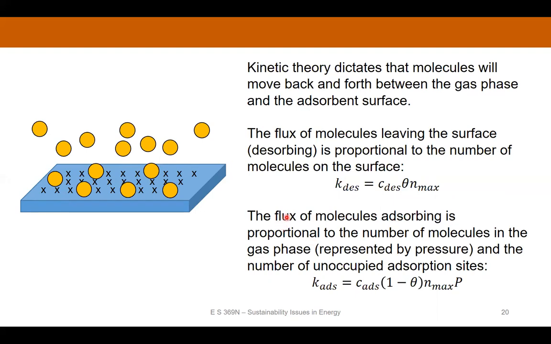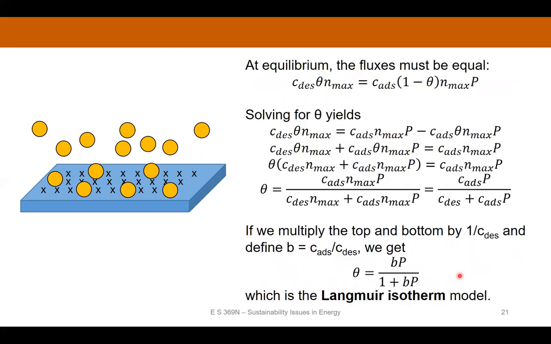Okay, in the other direction, the flux of molecules adsorbing on this surface is going to be proportional to the number of molecules here in the gas phase. Again, this is basic diffusive kinetic theory. And the number of unoccupied sorption sites. So we'll say that the rate of adsorbing, K adsorption, is going to be a constant, again, times 1 minus theta times N max, that's the number of available sites. And then we'll use pressure to represent the number of gas molecules that are still in the gaseous phase. So again, this is invoking Henry's law, which we just saw.